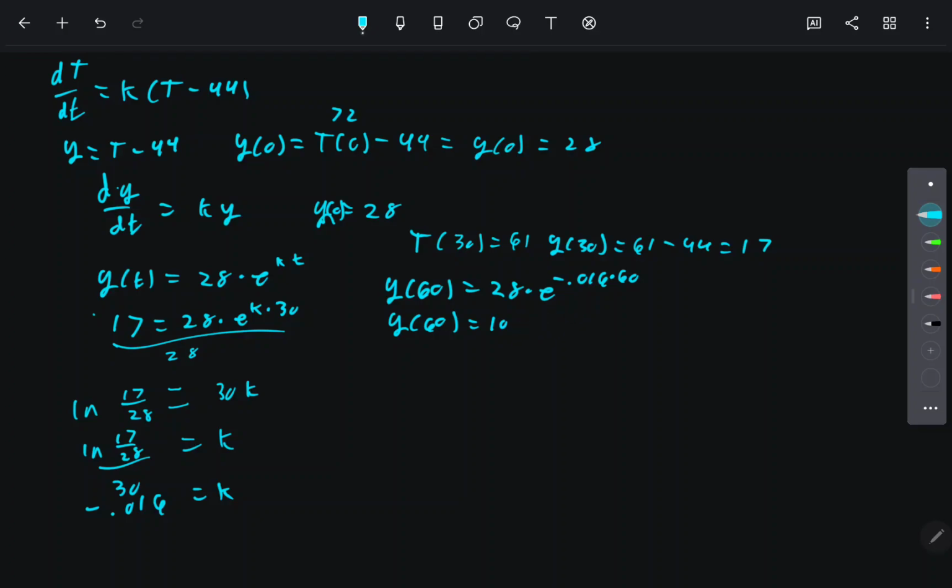But this isn't the temperature of the item. We know that temperature of time is given up here, but we don't have the temperature. So how do we get the temperature? Well, we know our temperature at any time x is going to be equal to y of x plus 44. So we know what we got from y at time 60 is 10. So 10 plus 44, and we get the answer of 54 degrees Fahrenheit after 1 hour.